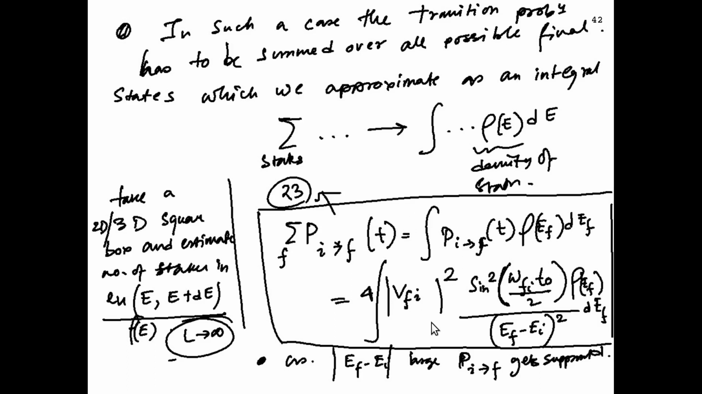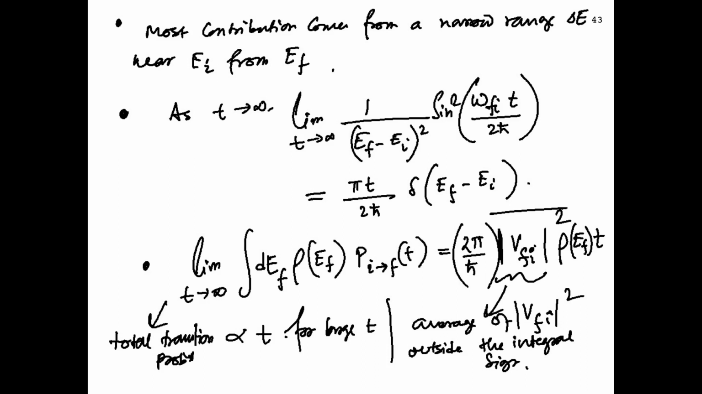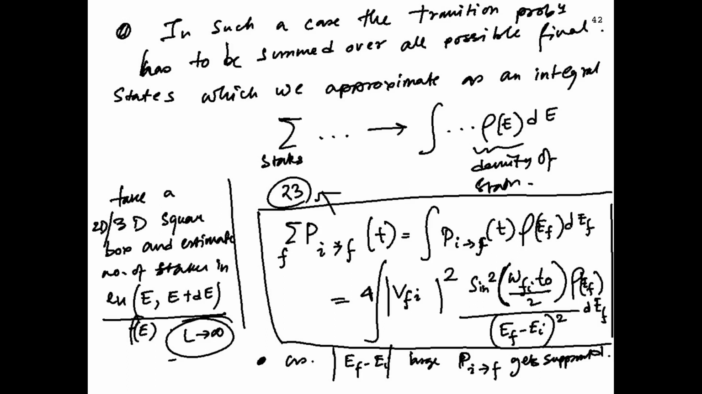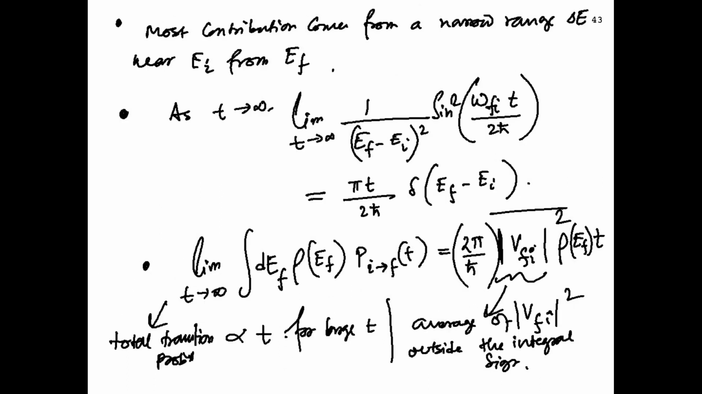Now you plug in all the formulas you have derived so far, and you can see that there is an (EF minus EI) squared in the denominator. When the energy gap between the initial state and the final state increases a lot, then this P_IF gets suppressed quadratically. So that's an observation for this equation. This equation 23 is an important formula which we derived, and we will see how to further refine this formula and get some numbers out of it.